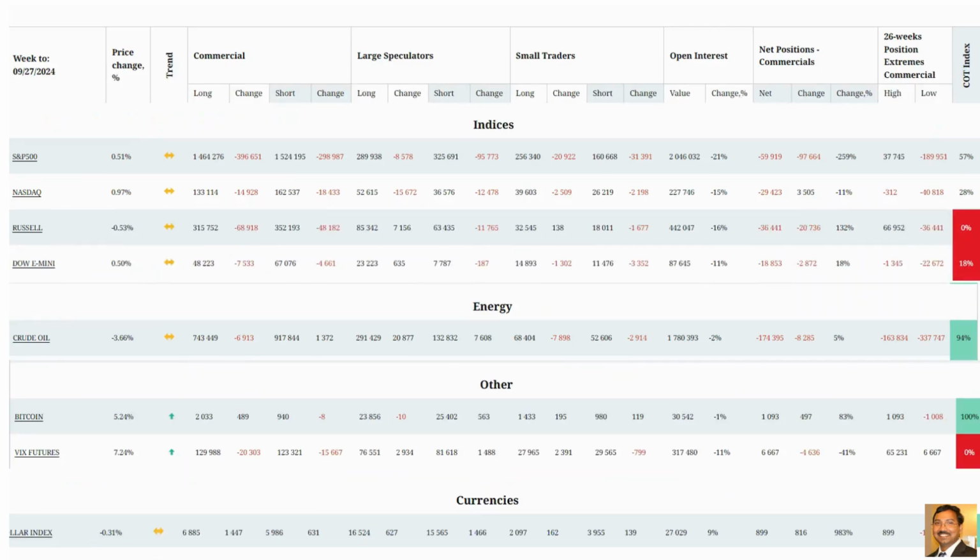And this is the COT index for the various indices. S&P 500 and Nasdaq show neutral. Russell and Dow Mini are showing bearish index futures, and crude oil is bullish here. Bitcoin is bullish, we saw that already. Bitcoin and crypto stocks are going up, and it is bullish. VIX futures are bearish to me here, and the dollar index is bullish. So the dollar, at least, is at a good support level. If the dollar index goes up, then that's good for the stock market, especially for growth stocks.